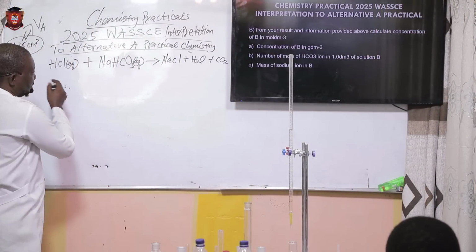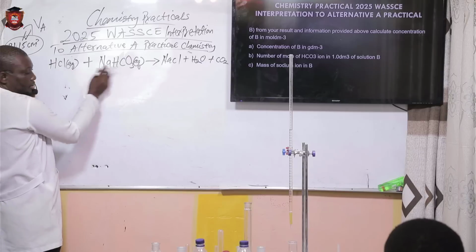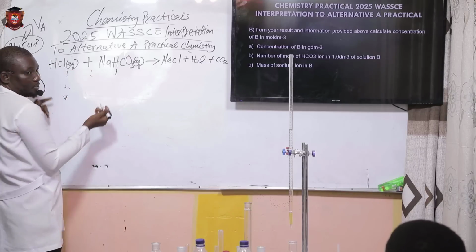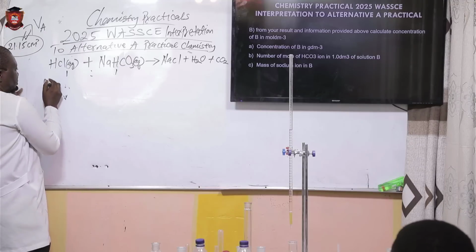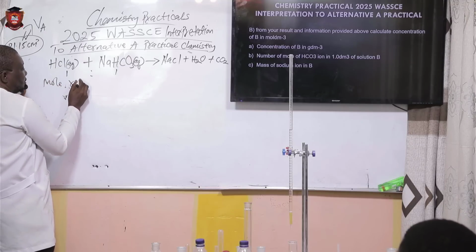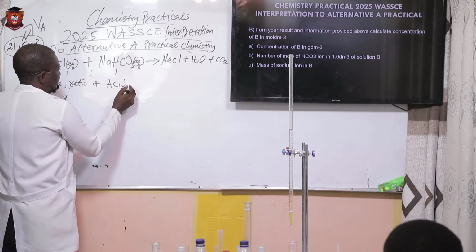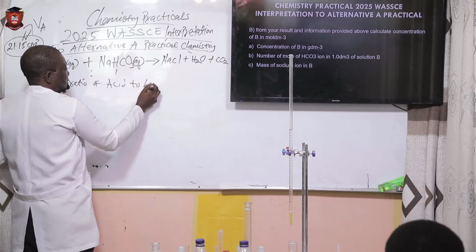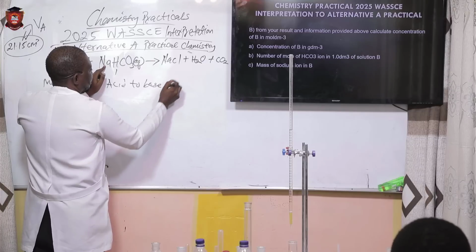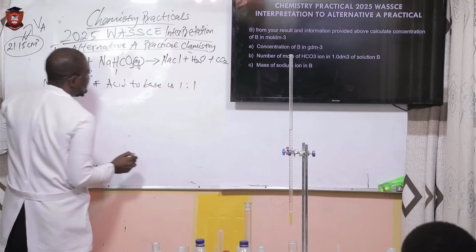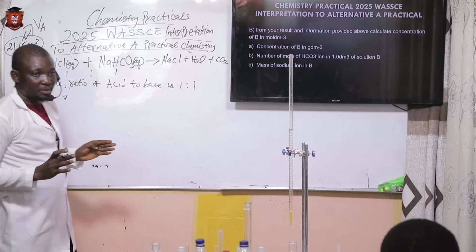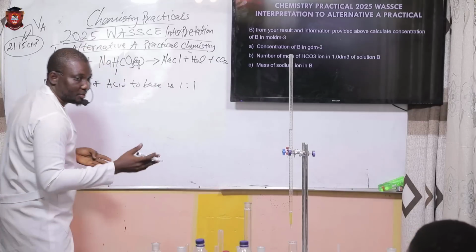So with this now, you know that the ratio of these two is 1 is to what? 1. So I can now say the mole ratio of acid, and this is the acid, to base, this is the base, is 1 is to 1. So everything now is settled. I have every parameter. Now I'll show you.